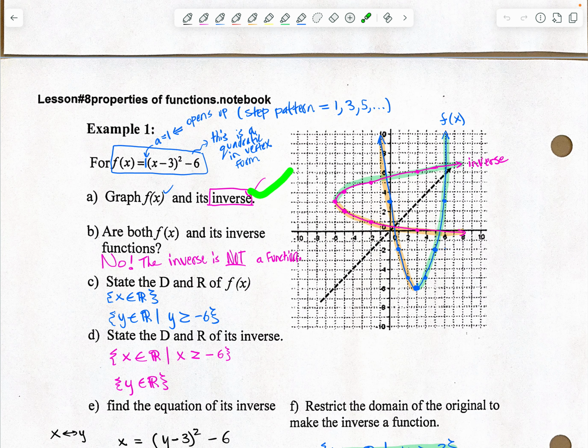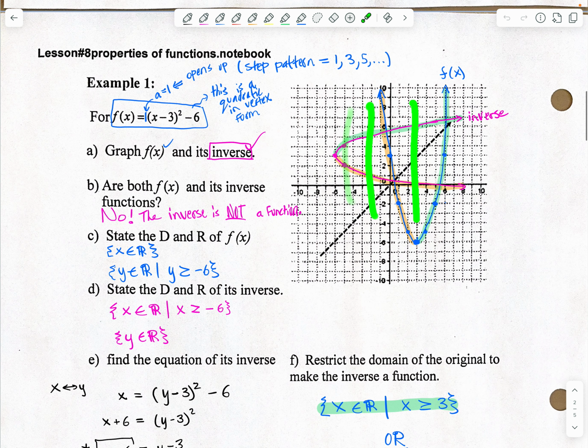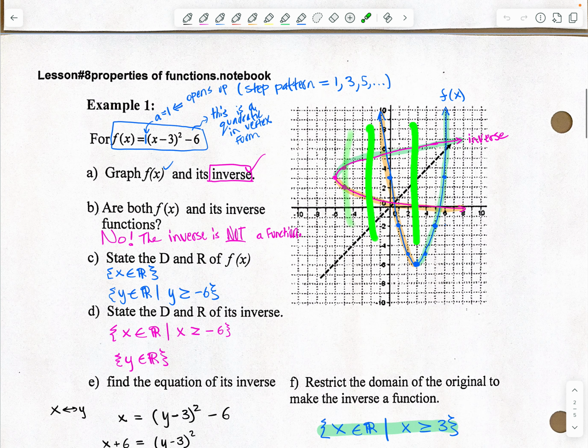Are both f of x and its inverse functions? Well, f of x is a function, but the inverse is not, right? The inverse is not a function because it fails the vertical line test. We want to state the domain and range of the original function right here. That's this one right here. Well, in the x direction, it goes on forever. So x is an element of real numbers. In the y direction, it looks like y has to be bigger. So it's an element of real numbers, but y has to be greater than or equal to negative 6. Like this. Now for the inverse, notice the swap right here, right?